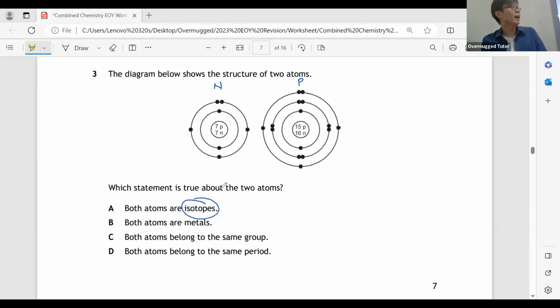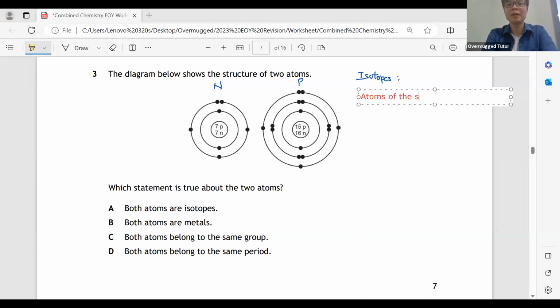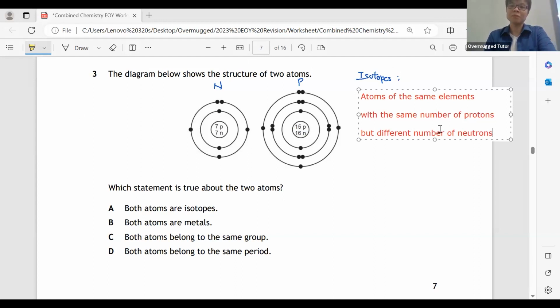Okay, then what are isotopes, right? Isotopes are, okay, y'all can write here. Y'all can expect the definition to be tested. Atoms of the same element, got three marking points, with the same number of protons, but different number of neutrons. Can be 1 mark or 2 marks, depending on your school.